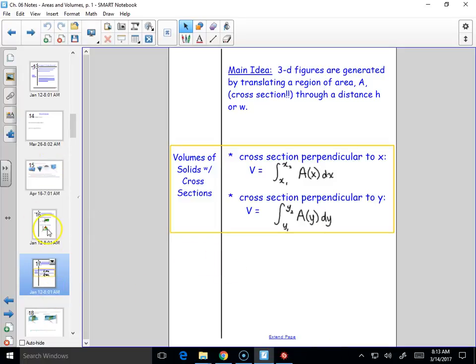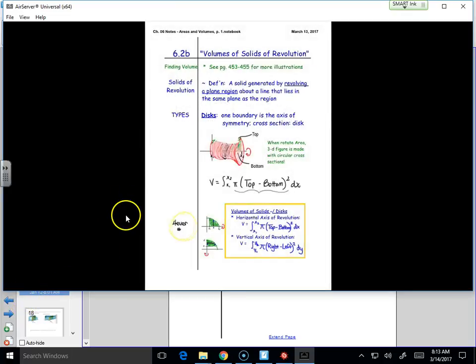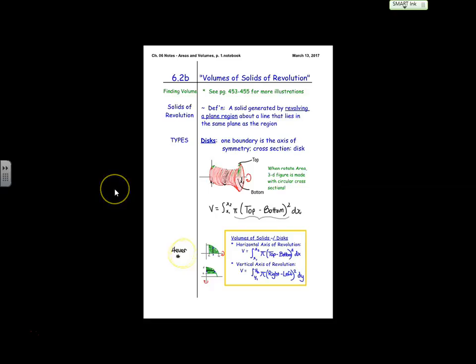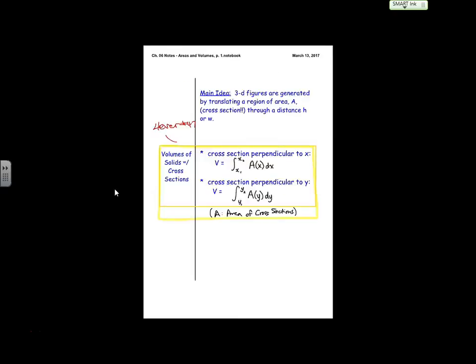Anyway, we talked about yesterday how area for volume, let's see if we can get there. There we go. Ooh, that's snazzy. We're not quite there yet. How area is important. Area between curves is what we talked about in section 6.1.